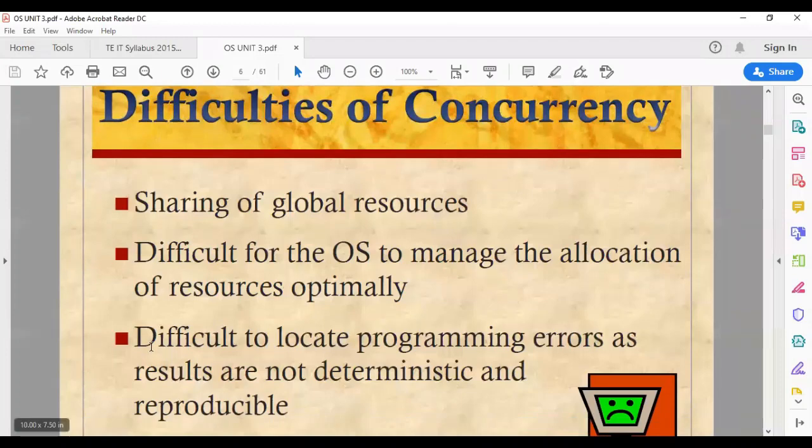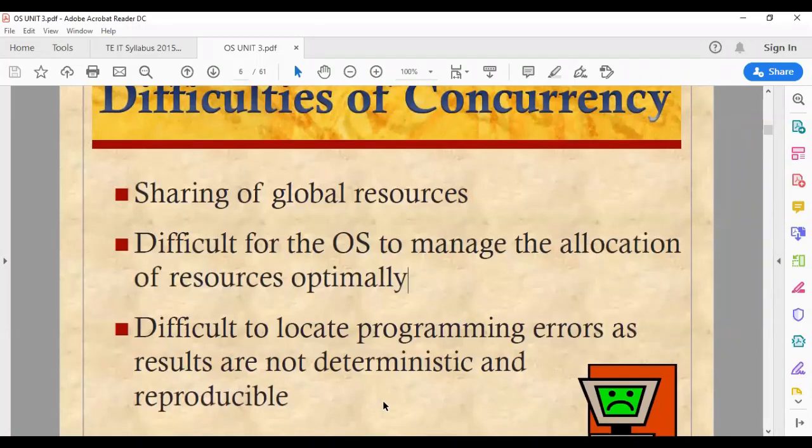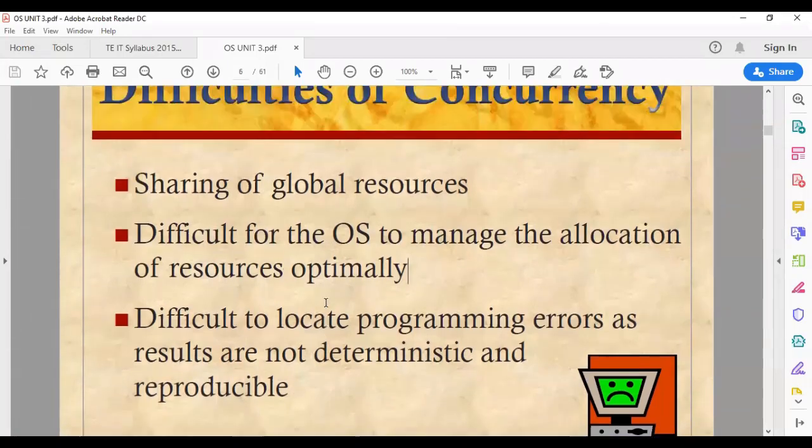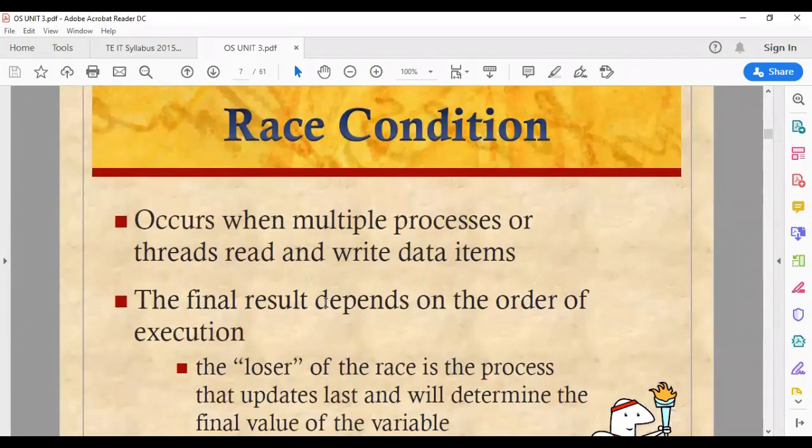Then the third one is that it is difficult to locate programming errors, as the results are not deterministic and reproducible. Suppose three processes are executing simultaneously. Which process has got the error? It is difficult to find. As the results are not reproducible, we cannot find whether these errors are occurring. So these are some difficulties in concurrency.